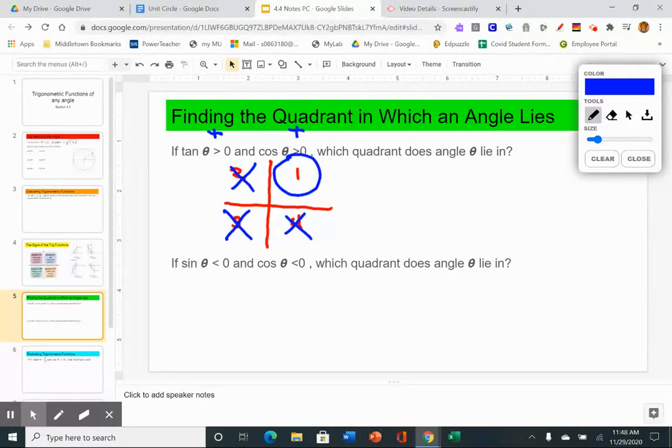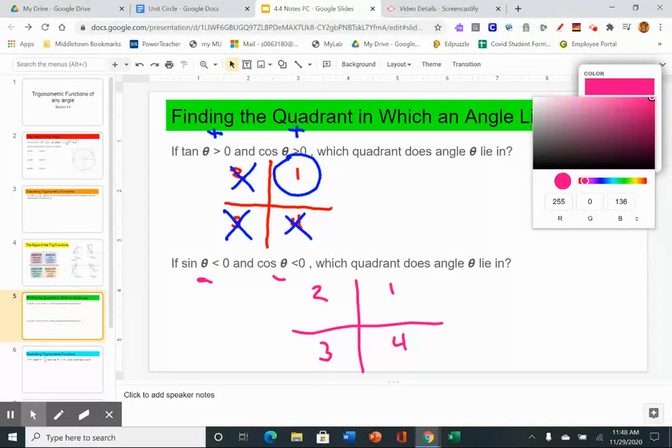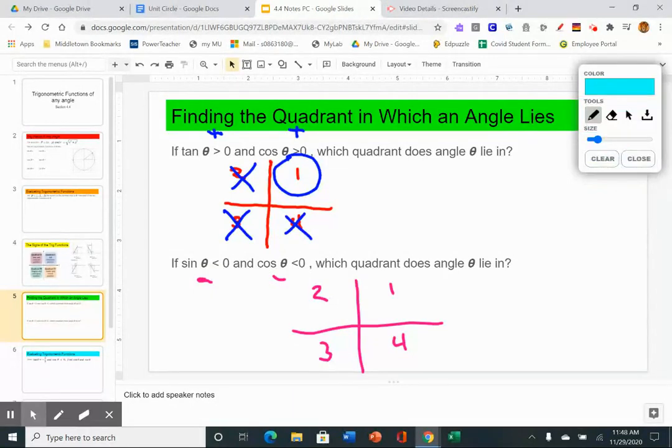So that's that one. This one under it, we're going to draw another grid. 1, 2, 3, 4. Now, sine is less than 0, so that means that's negative, and cosine has to be negative. So there is only one quadrant where sine and cosine are both negative. In quadrant 1, they're all positive. In quadrant 2, sine is positive, and in quadrant 4, cosine is positive, so it has to be Q3. It is the only quadrant where the sine and the cosine are both negative.